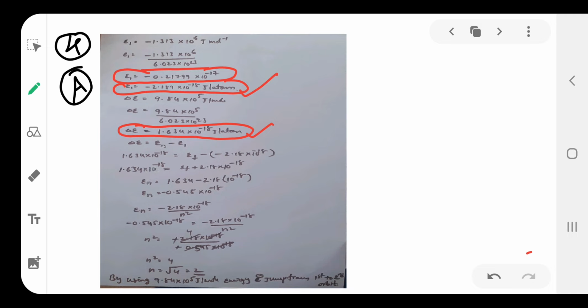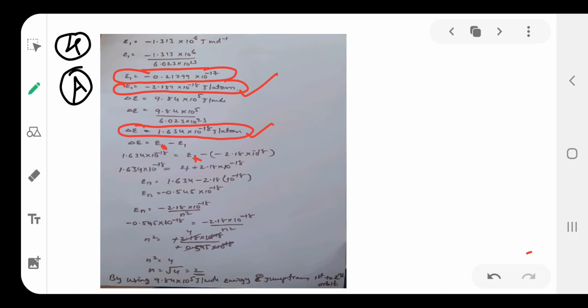That change in energy is equal to En. We don't know the En value. That means the electron may jump to the second orbit or it may jump to the third orbit, we don't know. That is what we have to find out. That is En or Ef, take anyone.